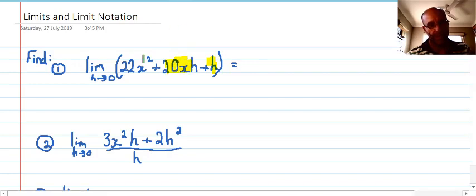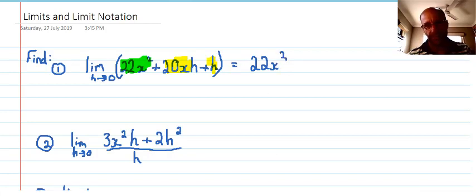However, 22x squared does not contain h, it is unaffected. So if you subbed in 0, those last two terms would be 0, and you'd have 22x squared. And so that's what happens essentially as h approaches 0. The limit, the ultimate limit of that is 22x squared.